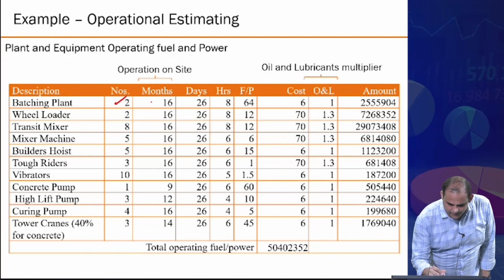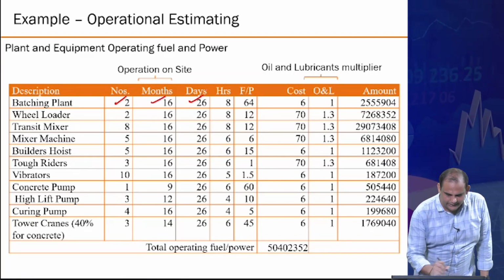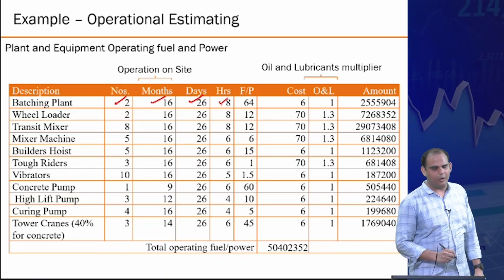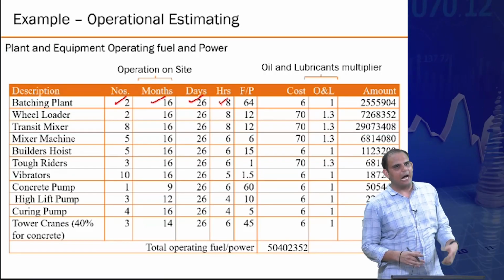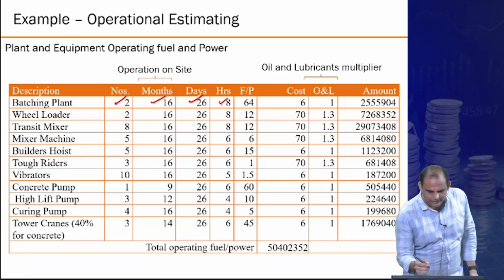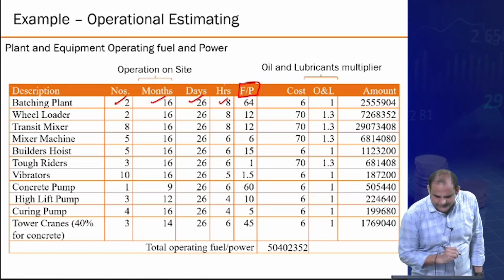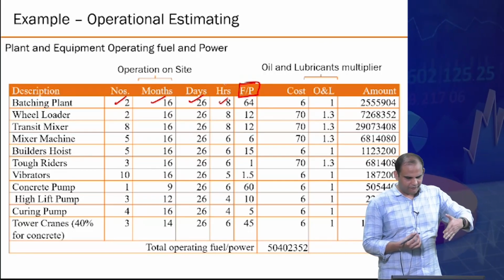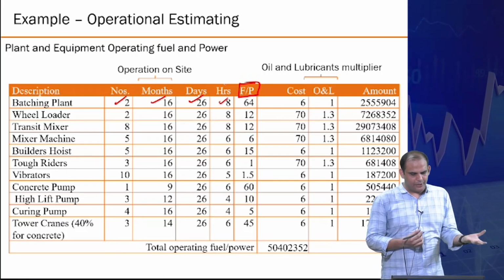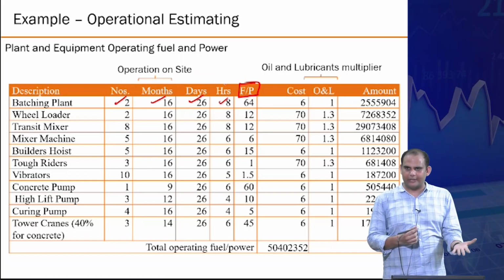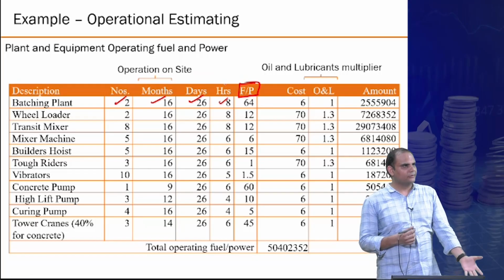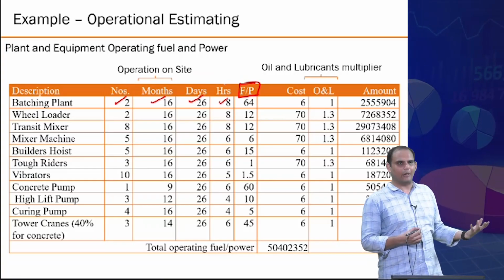Your individual number of months you require, in each month how many days, on a single day how many hours you are using it. This F by P factor is essentially the productivity kind of a norm, in a way that for this machine to produce 1 unit of power, which it is doing, how much quantity of fuel you need to get out of it, or how much fuel it will require, right?